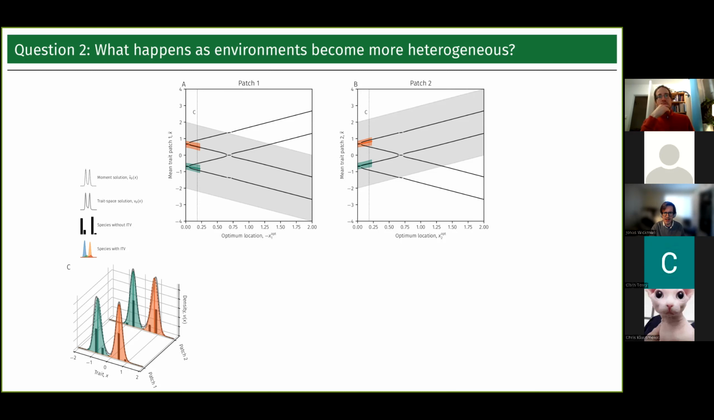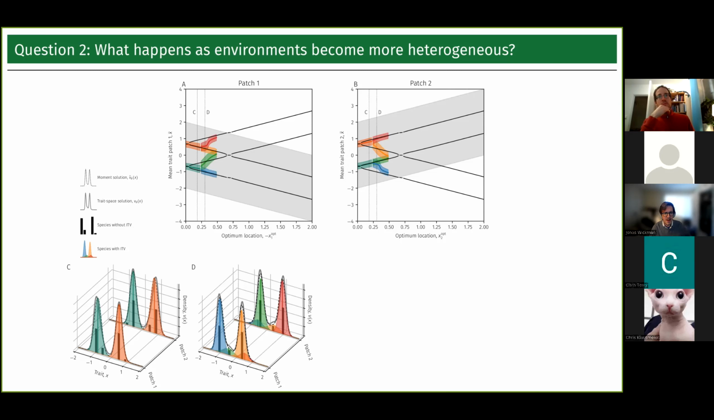But then as the patches become more different, the stable communities now will have 4 species, even when we include intraspecific trait variation. But as you can see, it doesn't exactly follow the case when we don't have intraspecific trait variation. So what we get here is a blue species and an orange species that primarily live on patch 1, and a red species and a green species that primarily live on patch 2. But they can also live on their off patch, primarily because they can locally adapt a little bit on their off patch to sustain a significant density there. So here we have a different kind, an asymmetric kind of local adaptation going on.